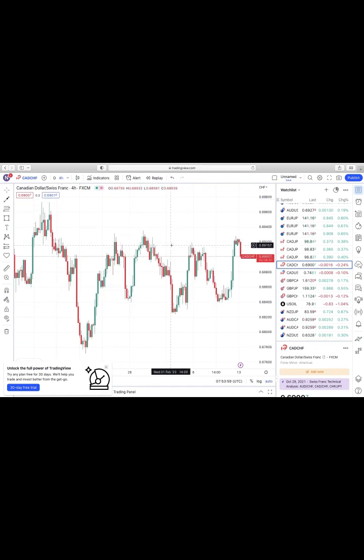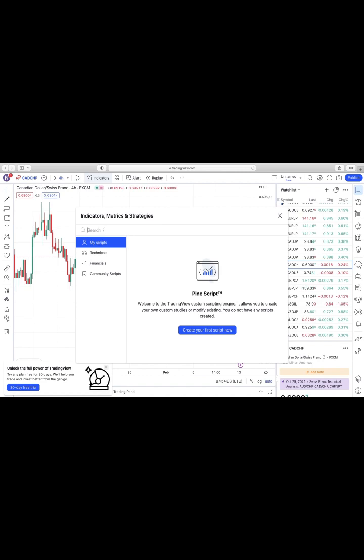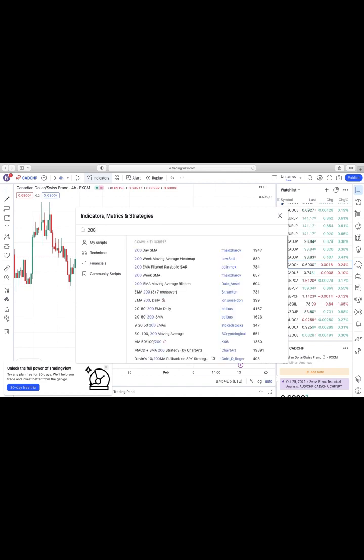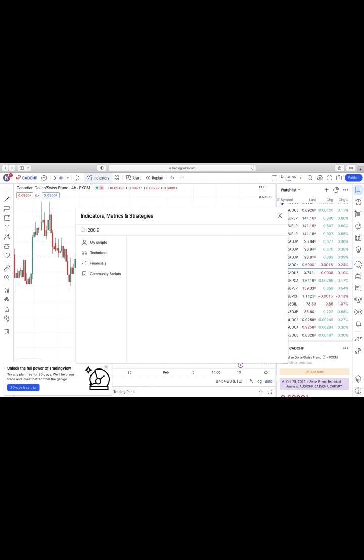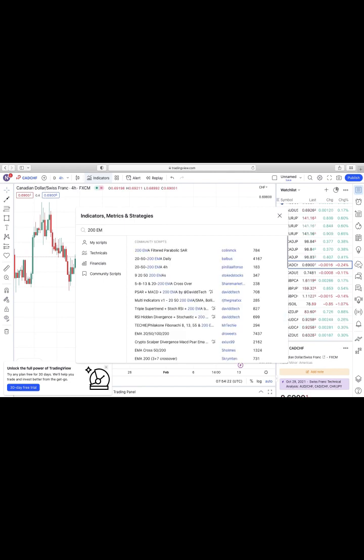Now, the indicators I always use are the 200 EMA, the 50 EMA and the 20 EMA. I always look for them on a 4 hour basis, not on a daily basis. The 200 EMA, yeah, I always use this.